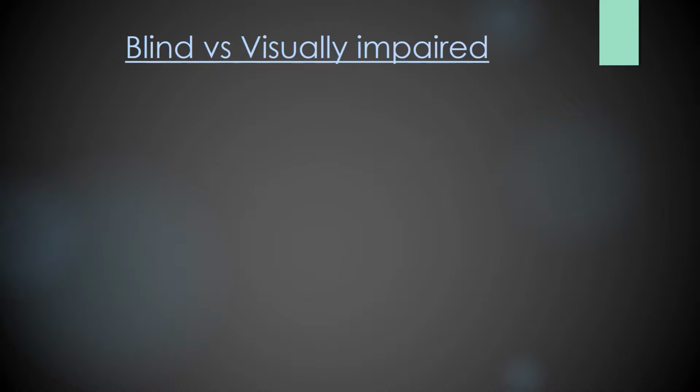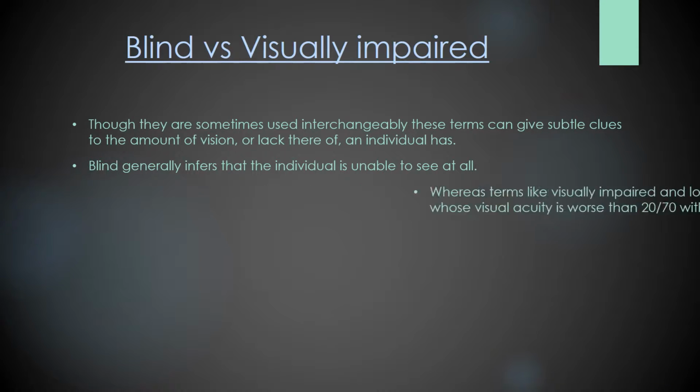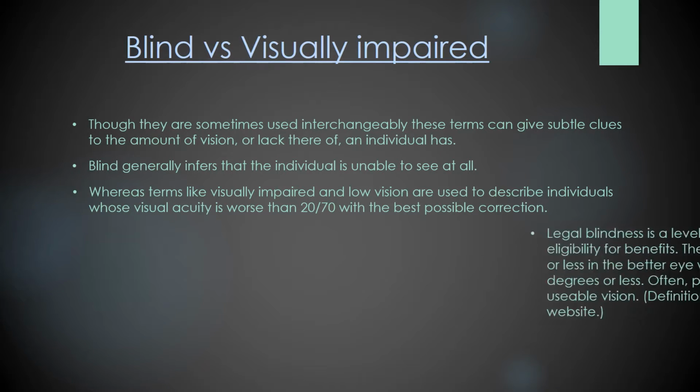Blind versus visually impaired. Though they are sometimes used interchangeably, these terms can give subtle clues to the amount of vision or lack thereof an individual has. Blind generally infers that the individual is unable to see at all, whereas terms like visually impaired and low vision are used to describe individuals whose visual acuity is worse than 20/70 with the best possible correction.